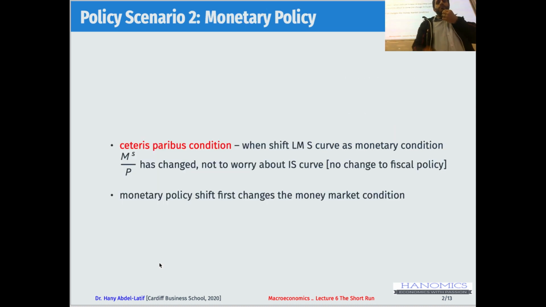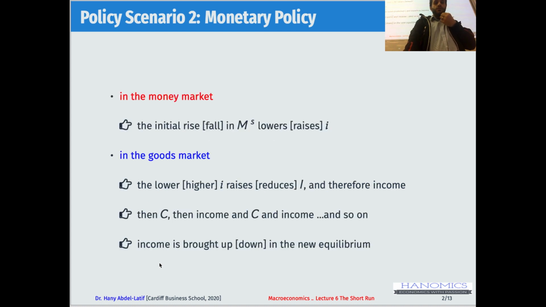So another scenario is monetary policy. Again, if we focus on a change in monetary policy, just to remind you, we think of the ceteris paribus condition. That means the effect will happen through changes to the LM curve, because the change happened to monetary conditions here. So monetary policy means a change in interest rate or a change in the money supply. So basically that will affect the LM curve, not the IS curve. So that should be clear.